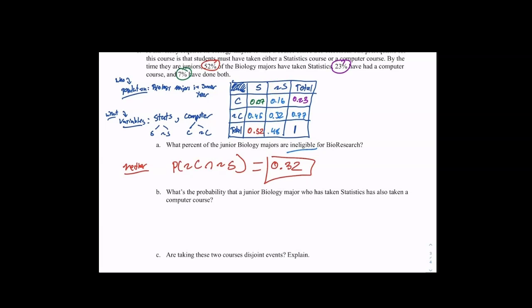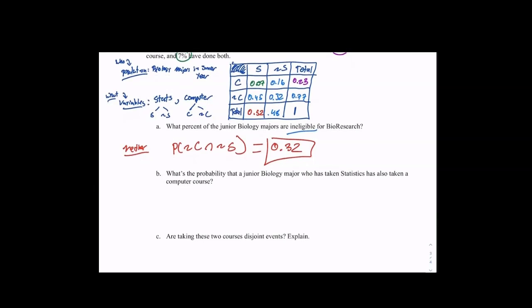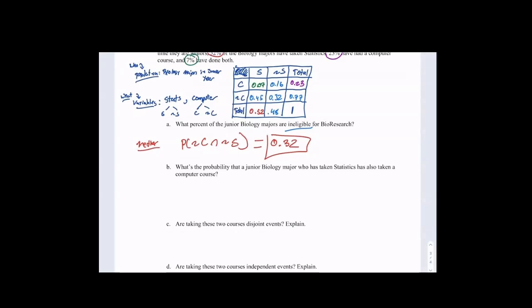Next question, what's the probability that a junior biology major, which everybody is, everybody gets confused on. The hardest part about these questions is when you think that a junior biology major is a given, but that's everybody, who has taken statistics has also taken computer science. Now, the wording here, this is a conditional probability. So this is the probability of what?